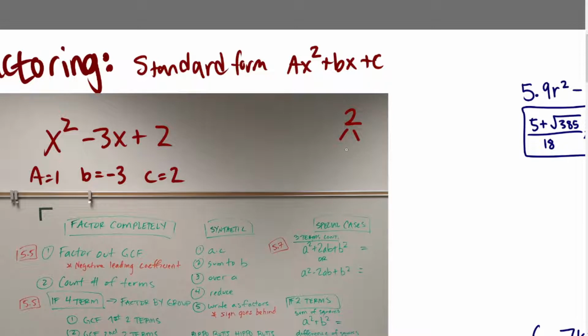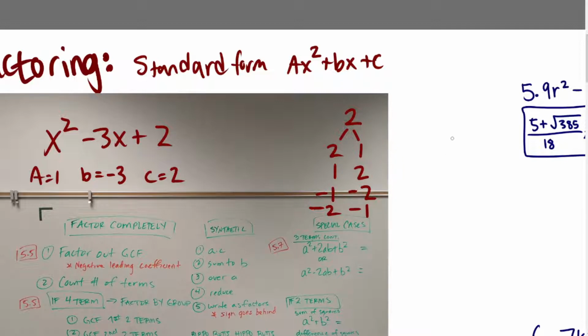So what is useful is to write out the different factors for your a times c, whatever you get for that. So in this case, there's 2 and +1, 1, +2, -1, -1, -2, and -2, -1. And all of these, when you multiply them together, will equal +2.